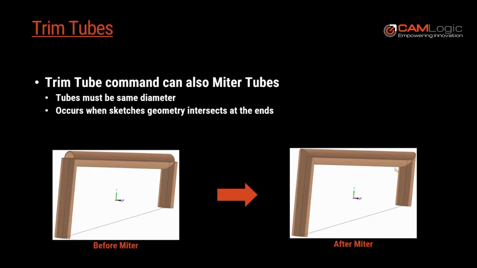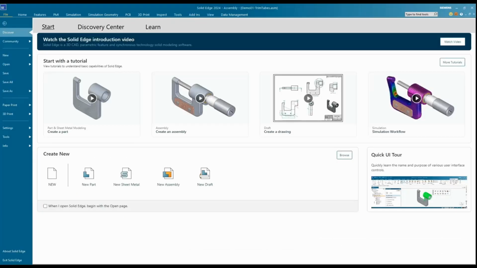The other thing that it does, again based on that 3D sketch geometry, is if the two tubes or the geometry intersect on the ends, instead of doing a normal intersection, it will do a miter. The only caveat to this is that they do have to be the same diameter for it to work. But as long as they're the same diameter and they meet at the ends, it will miter rather than do a trim.